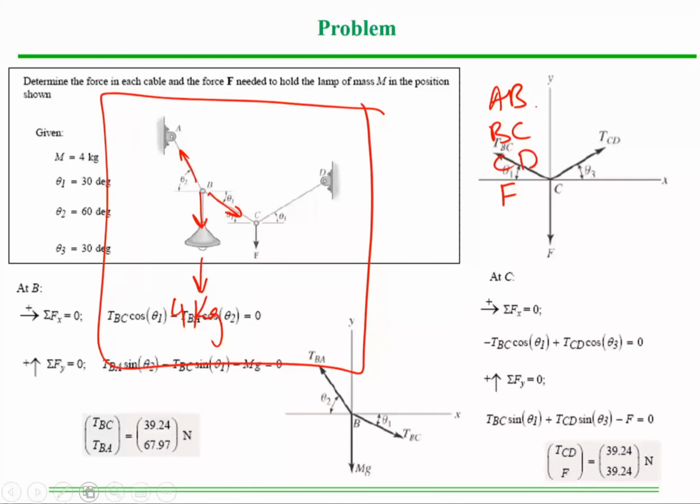Sir, I have a question. Yes? How come the tension CD and the force F are equal? Why shouldn't they be equal? It can be and it cannot be. There's no reason for getting confused here. There's a tension of 39.24 on CD and there's a force F acting downward. So they can be either way, equal or not equal? Yes. Look, it's in equilibrium, so you have to just keep that in mind.